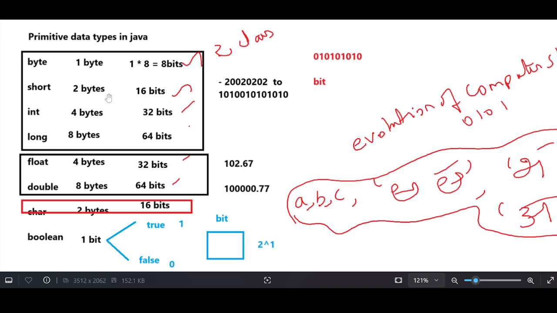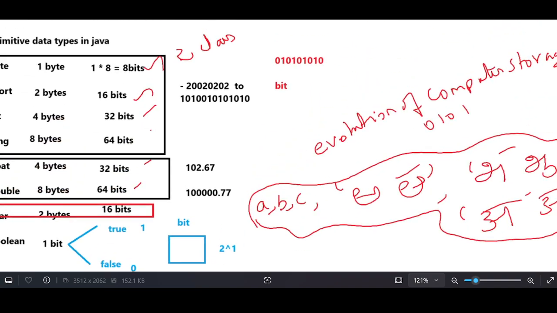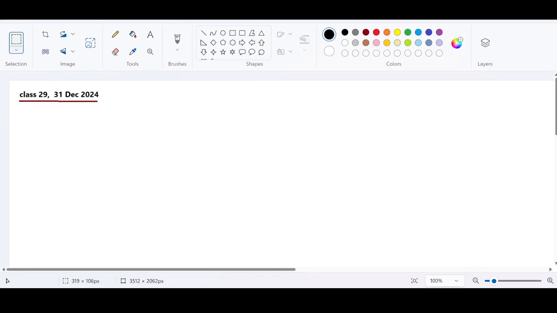And today we will understand the range calculation: from which range to which range the numbers are qualified to be stored under the byte data type, and which numbers are qualified to be stored under the short data type. That we will understand today.